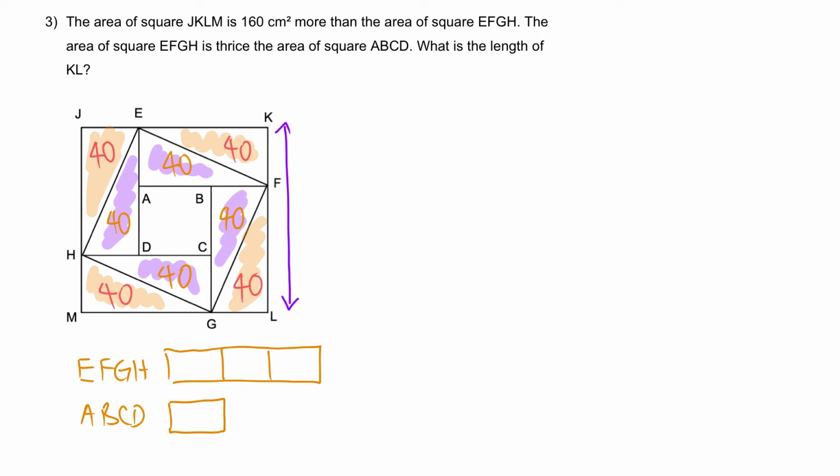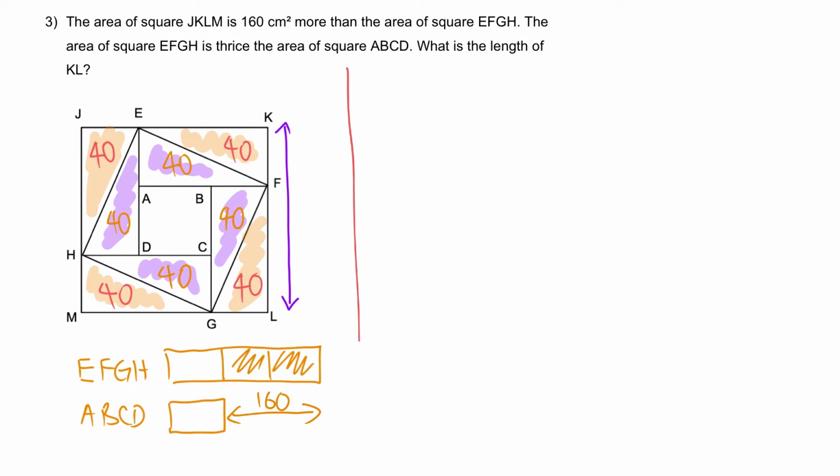What is these 2 units here? These 2 units is the difference between the slanted square and the small square, which happens to be 40, 40, 40, 40, isn't it? I take the slanted square, I minus away ABCD, I'll be left with here, which is 160.